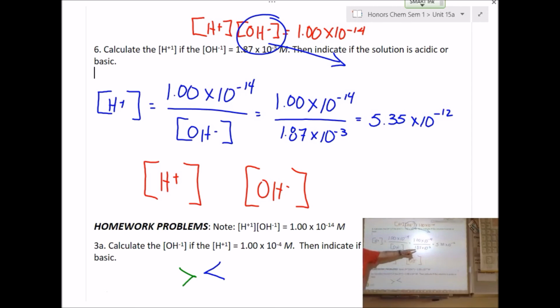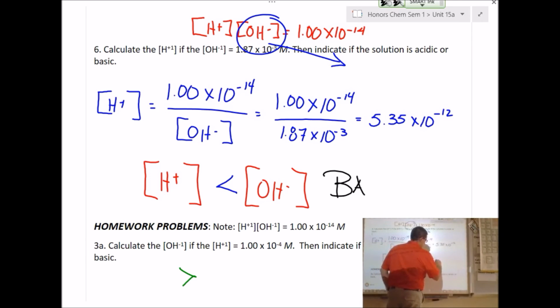What's the number for hydroxide? Times 10 to the -3. And this is -12. So which one's bigger, -12 or -3? There you go. So, since the hydroxide doesn't have as many zeros and it's a smaller number, I'm sorry, bigger number, then that means that this solution is basic. Basic.